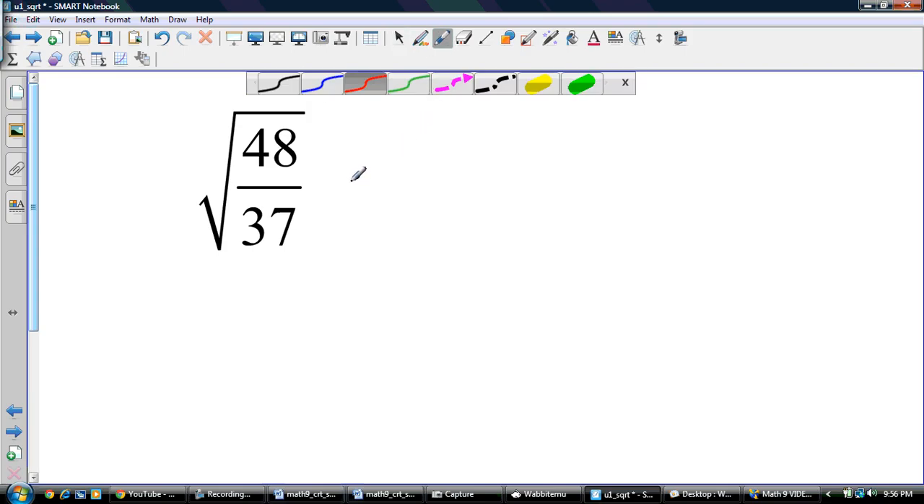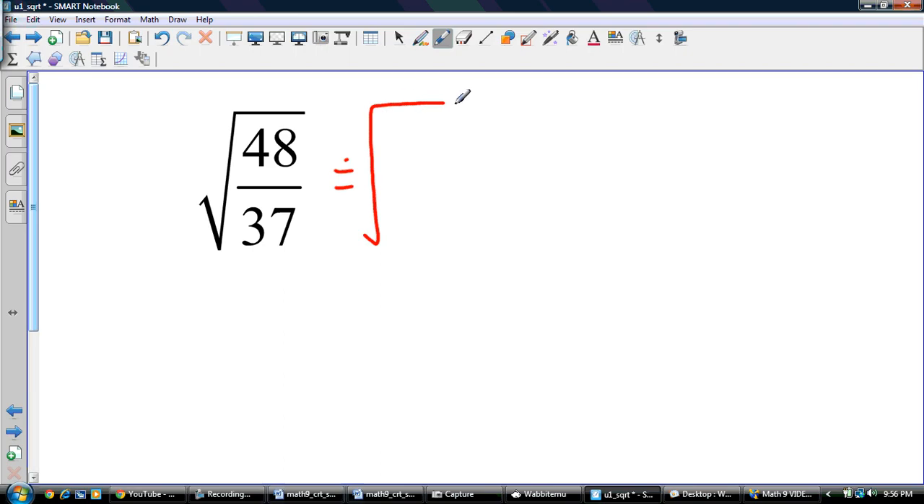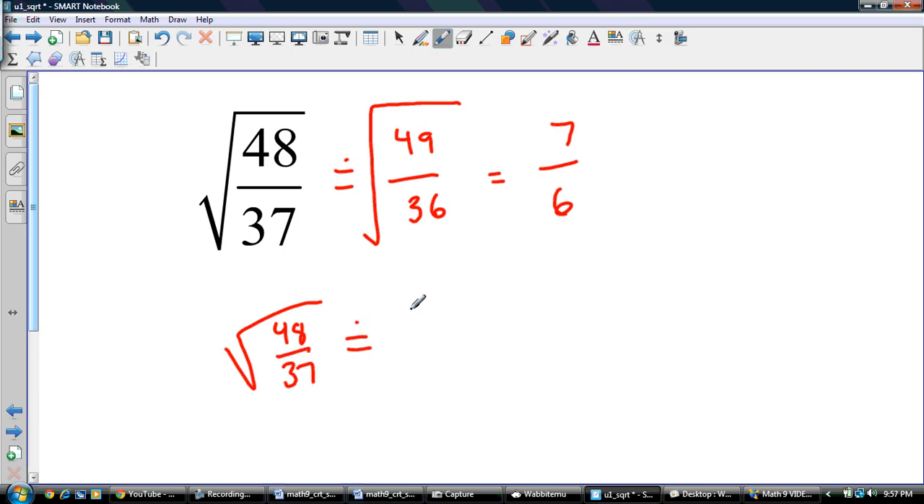We want to use our benchmarks to be able to estimate this ourselves. So I'm thinking the whole time, 48 over 37. Do I know another fraction that I can maybe use instead of that fraction? Well, I know that the closest perfect square to 48 is 49, and the closest perfect square to 37 is 36. So the square root of 48 over 37 is about the square root of 49 over 36. The square root of 49 is 7, and the square root of 36 is 6. So the square root of 48 over 37 is about 7 over 6.